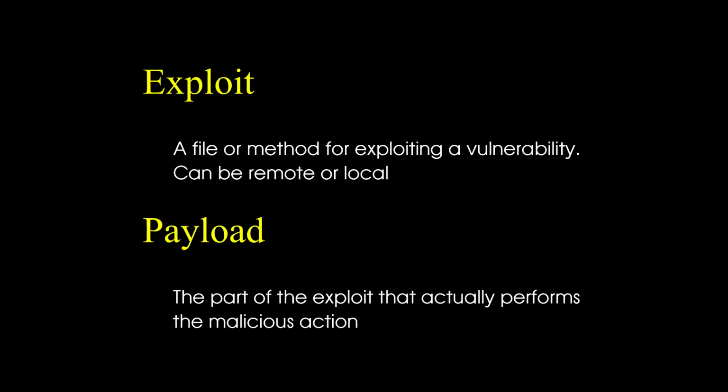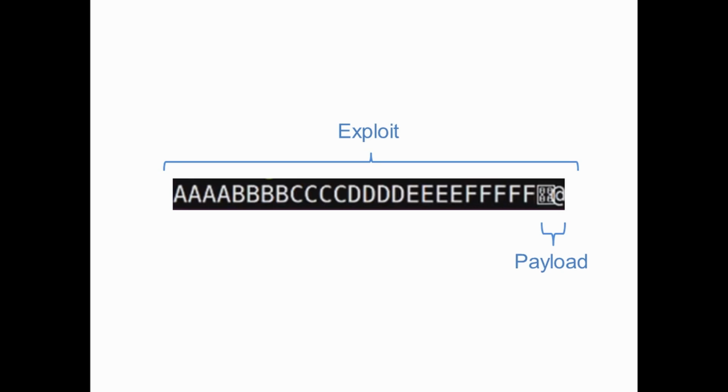Okay, so now that you know what a bug is and what the difference between a bug and a vulnerability is, let's proceed to the next important terminology, which is exploits and payloads. An exploit is a file or method for exploiting a vulnerability. There are local exploits and remote exploits. The exploit that we just saw was a local exploit. A payload is the part of the exploit that is actually doing the malicious activity. In our case, the exploit is the file that contains the long string of characters, and the payload is the address at the end of the file that the malware forces the application to jump to.